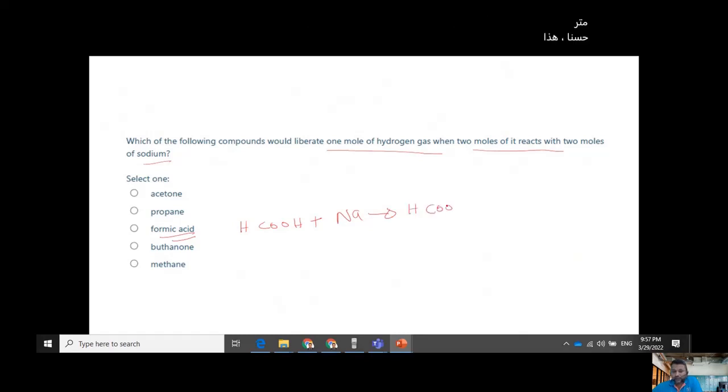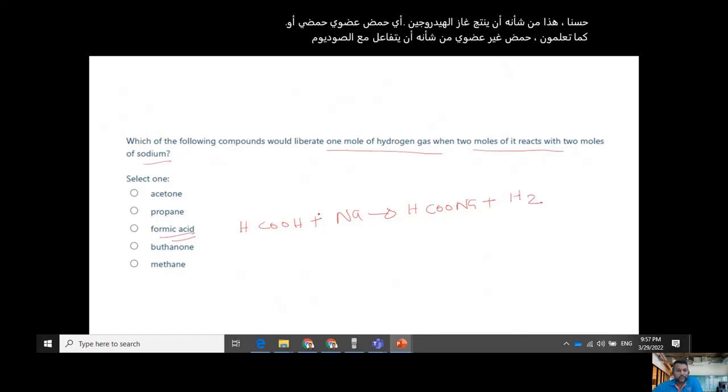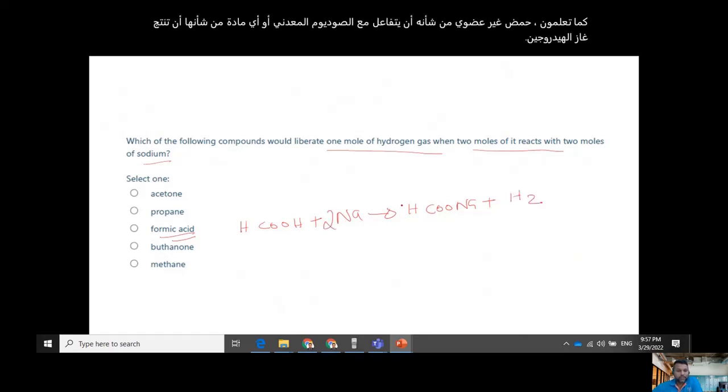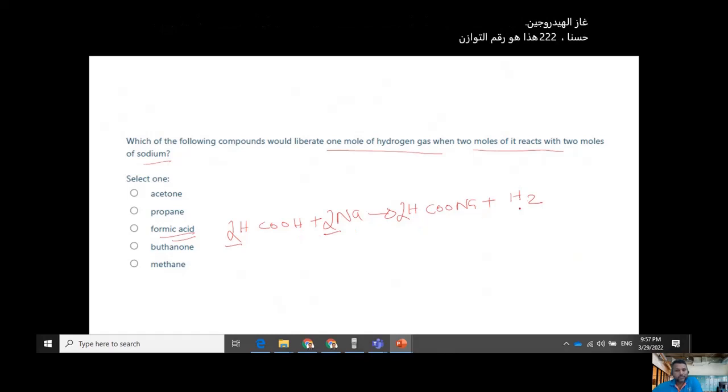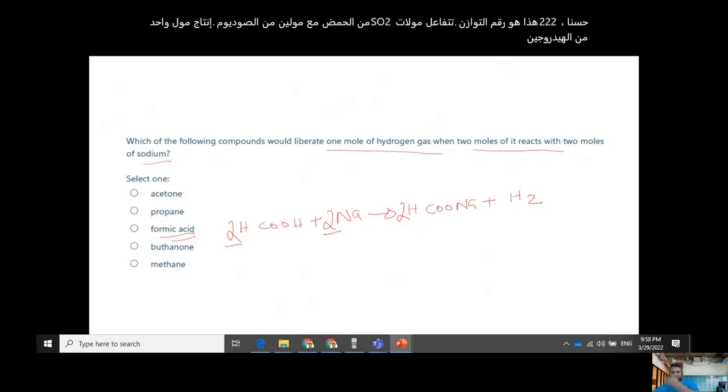Any acid, organic acid or inorganic acid, that would react with the metal sodium or any metal, that would produce hydrogen gas. Okay, 2, 2, 2, that is the balancing number. So 2 moles of acid reacts with 2 moles of sodium, produce 1 mole of hydrogen. These two we are putting to balance the equation. Balancing equation, you have to know. I'll be explaining you in another video maybe.